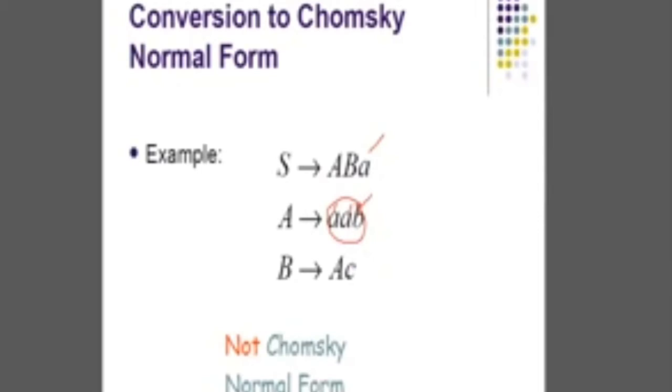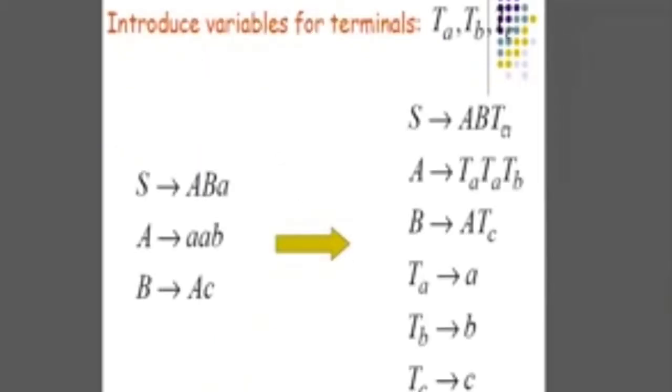So what we do here, we have to convert this into Chomsky normal form. So how do we do that? See, we introduce three variables, that is TA, TB, and TC. So what is the use of TA, TB, and TC? Look at the grammar here. I have three terminating symbols. What are the three terminating symbols? Small a, small b, and small c. So I want these terminating symbols to be replaced with a non-terminating symbol.